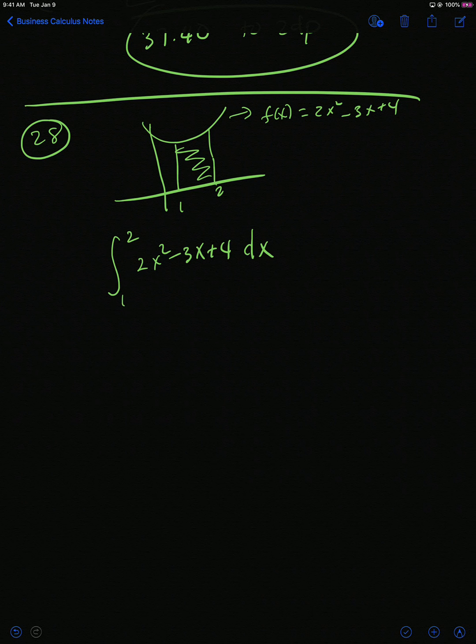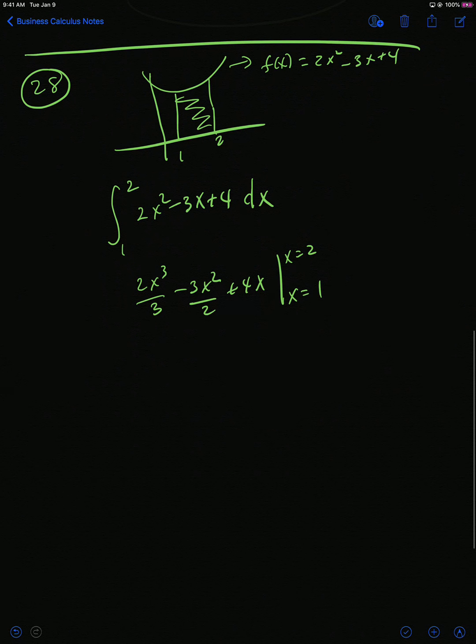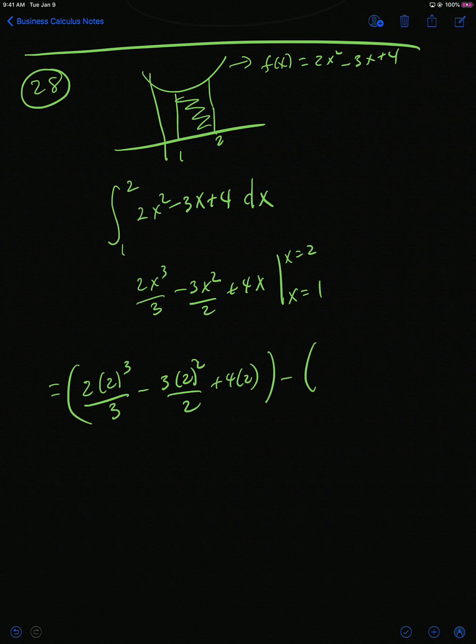Again, remember the area between the curve and the x-axis is found by using a definite integral. Whew. So integrate, so that's 2x cubed over 3 minus 3x squared over 2 plus 4x. I have to plug in x equals 2, plug in x equals 1, and then subtract the answers. Notice that there are lots of fractions in here, so you may want to bring your fraction calculator along. So that's going to be 2 times 2 to the third over 3 minus 3 times 2 squared over 2 plus 4 times 2, minus 2 times 1 to the third over 3 minus 3 times 1 squared over 2 plus 4 times 1.